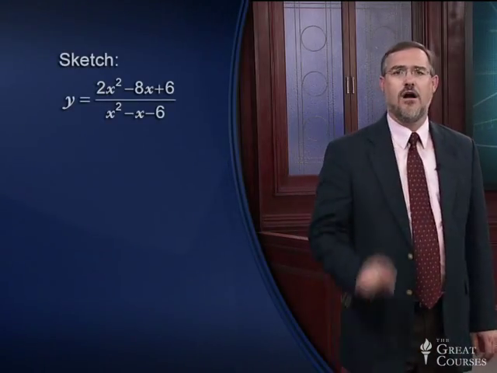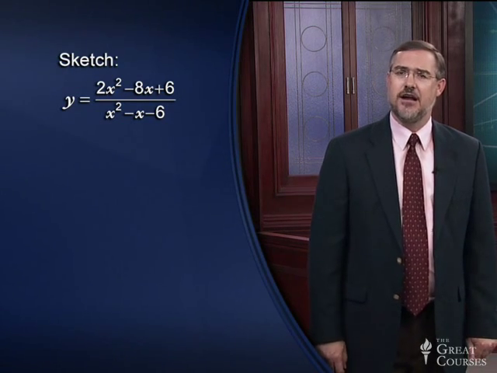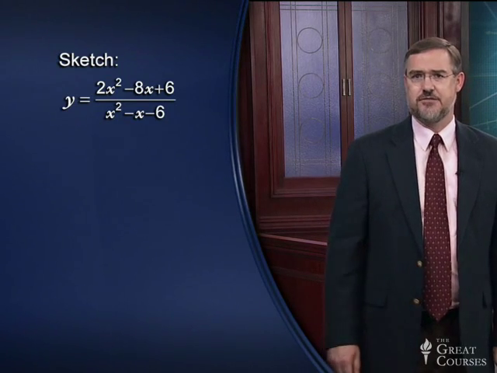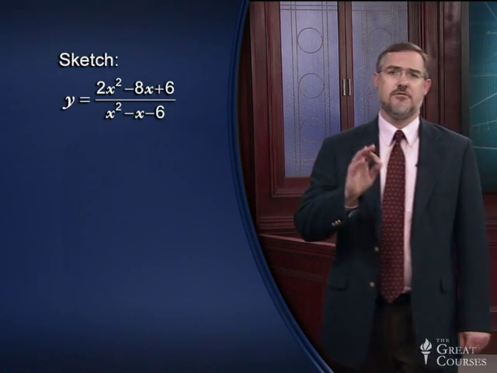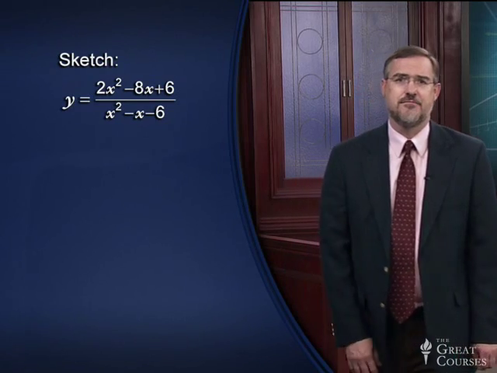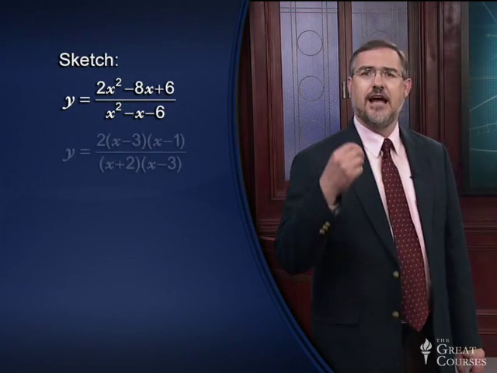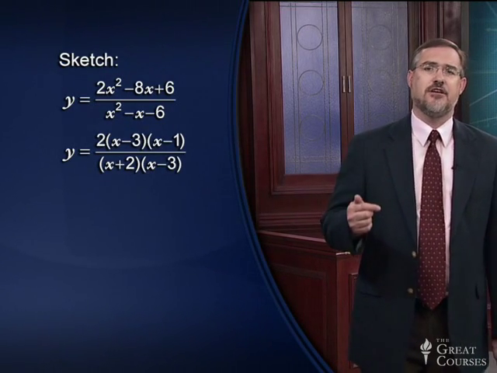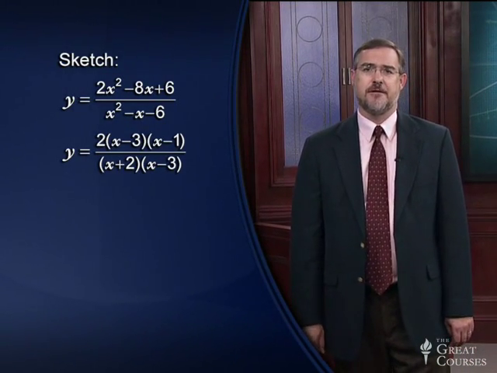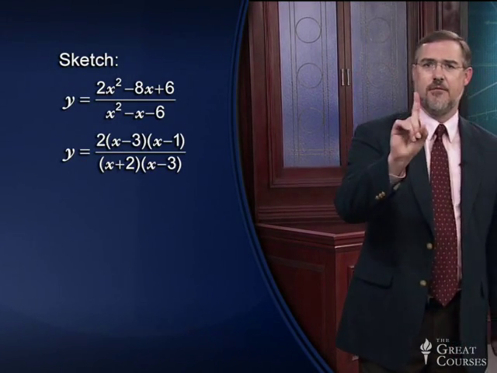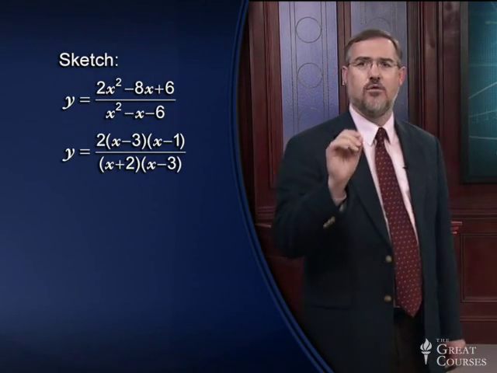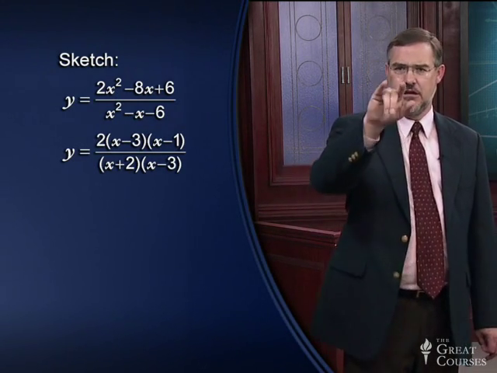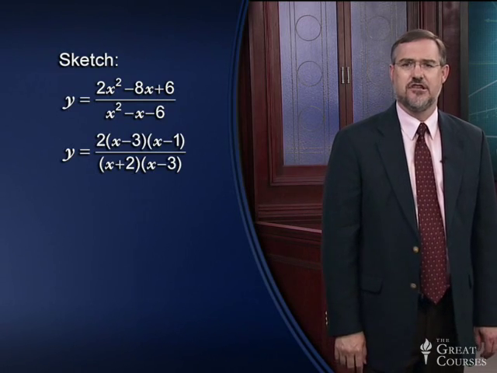Sketch the graph of y equals 2x squared minus 8x plus 6 divided by x squared minus x minus 6. First things first, let's factor both numerator and denominator and see what happens. In the numerator, when you factor, you're going to have 2 times x minus 3 times x minus 1. And in the denominator, you'll have x plus 2 times x minus 3. Now, before you do any canceling, remember, the domain now, we know, is all the values of x except for -2 and +3. Those are the two values that would cause division by 0 in the denominator.